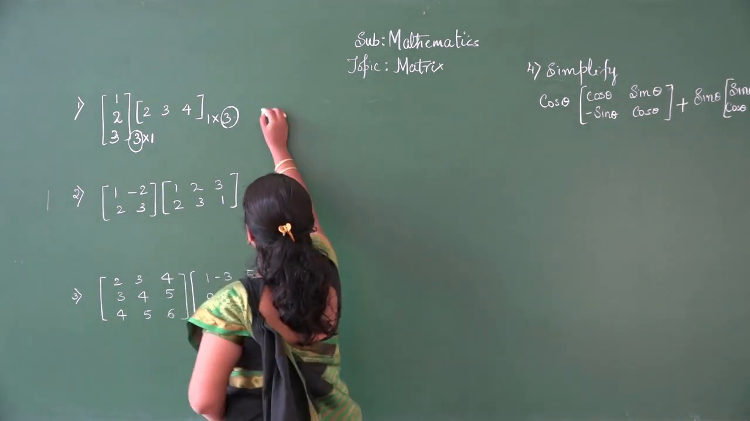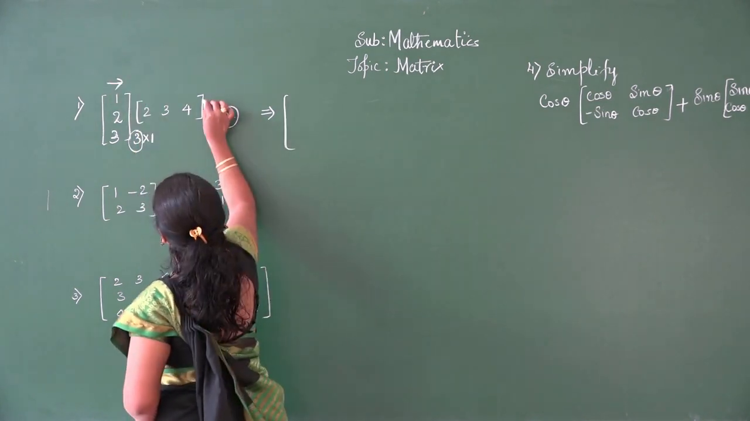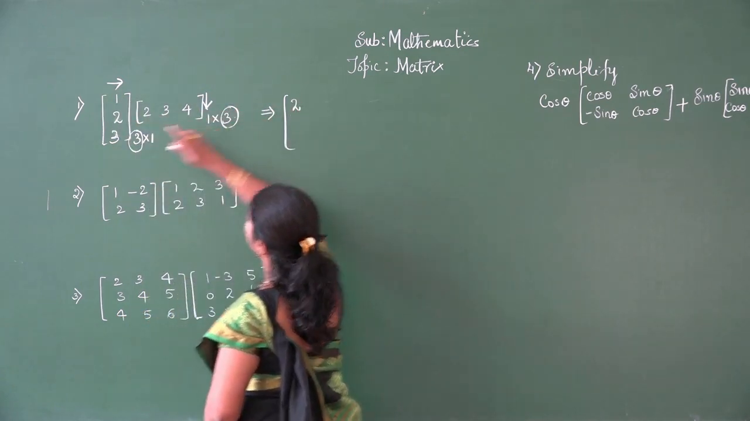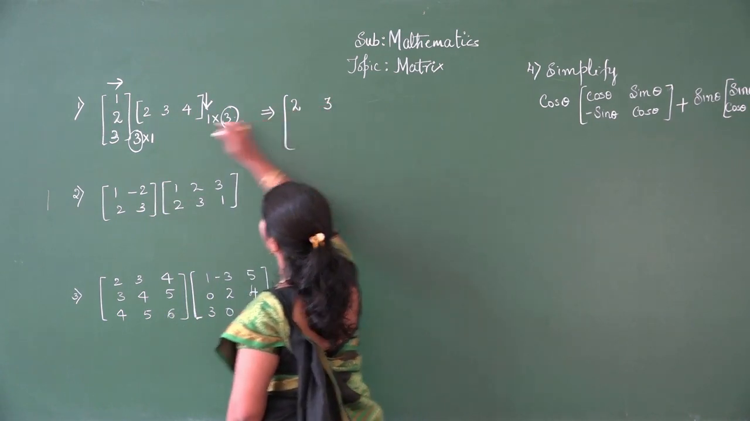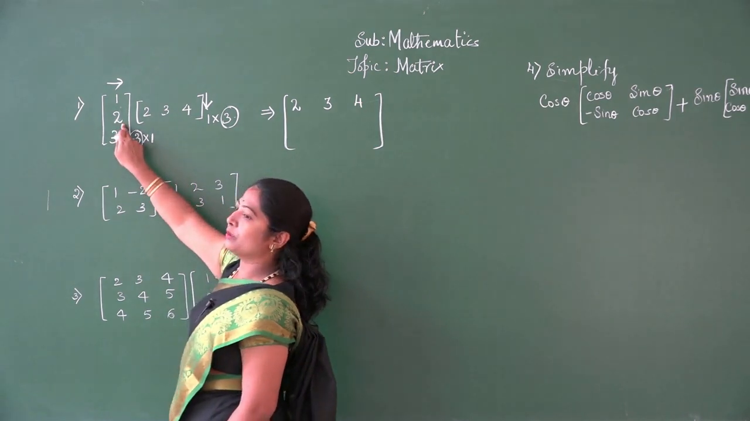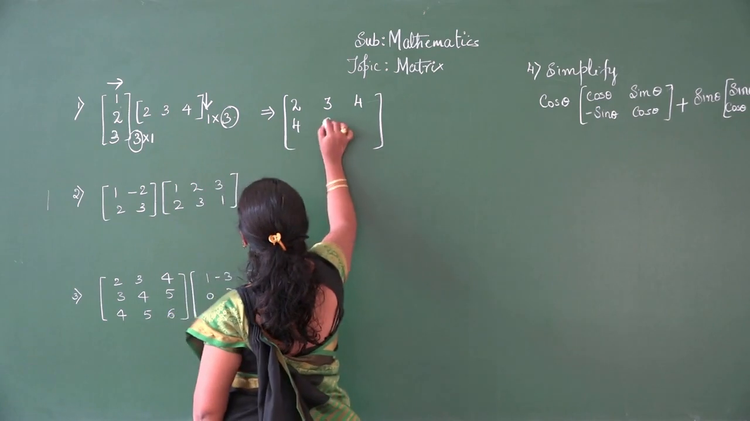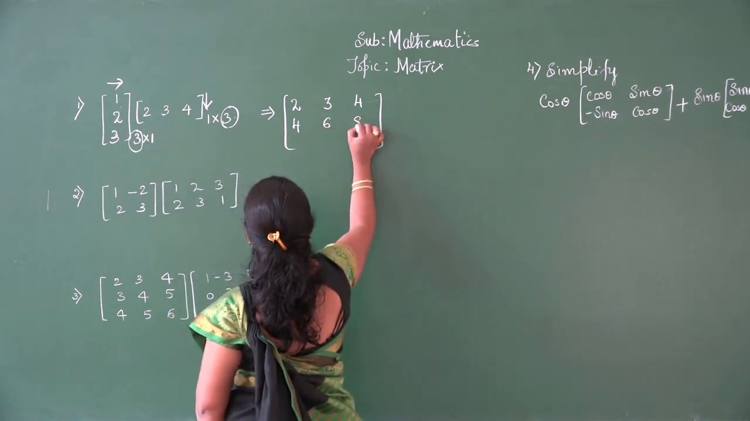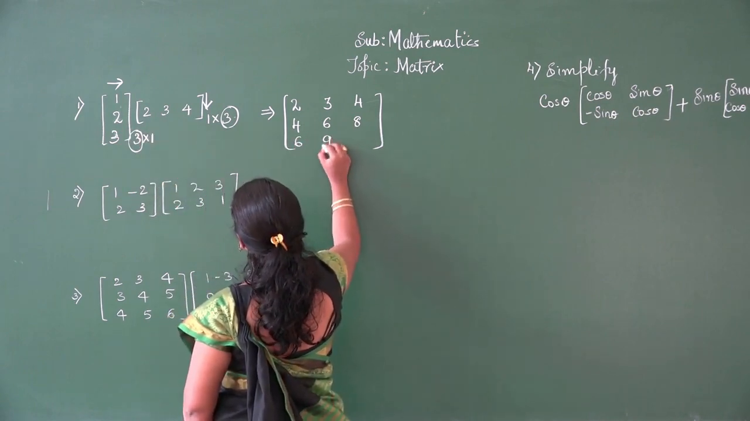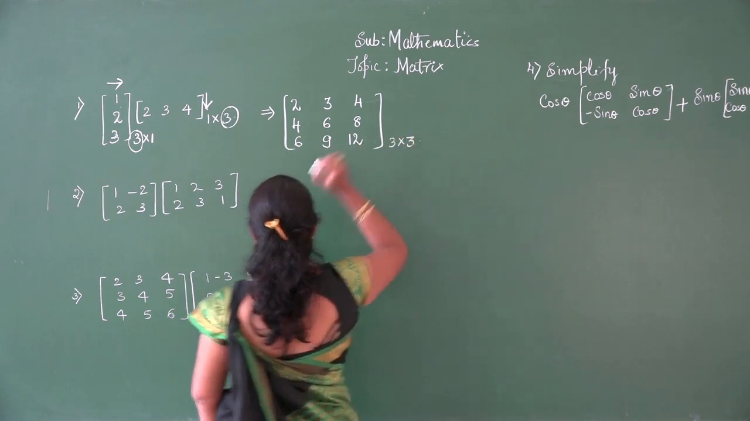So how do we multiply now? Corresponding elements. You will start off with the row, you will finish off with the columns. 1 into 2, 2, 1 into 3 will be 3, 1 into 4, 4. Similarly, with the second row element, 2 into 2, 4, 2 into 3, 6, 2 4s are 8. Moving on to the last element, 3 2s are 6, 3 3s are 9, 3 4s are 12, and this is of the order 3 cross 3.